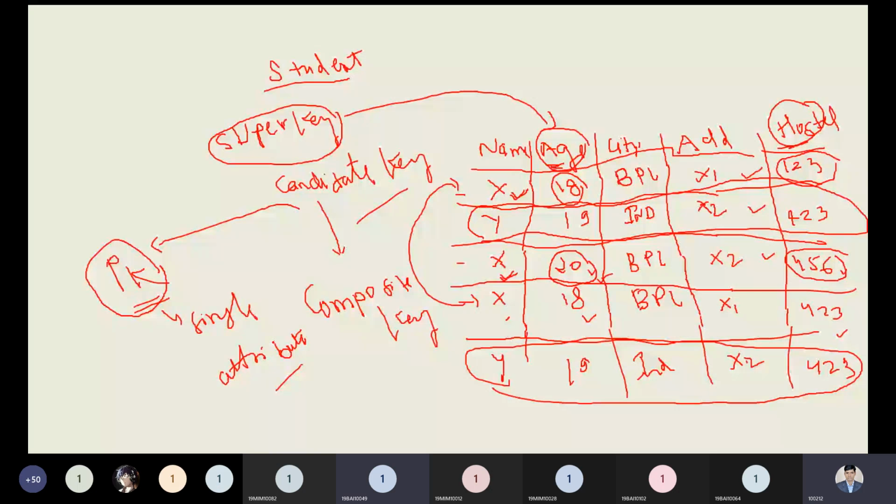Duplicacy should not be applicable to any database. So at that time the primary key was introduced. Here we have the definition: the primary key will be the candidate key which will be used to uniquely identify a record. This is the point: uniquely identify a record.